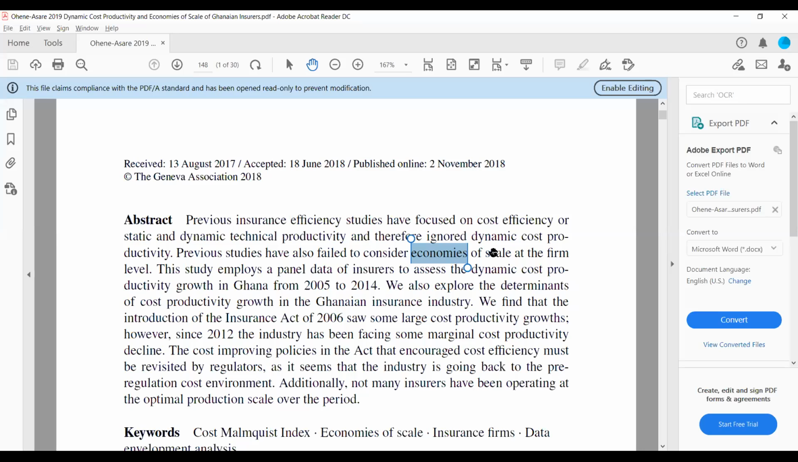And in this case, economies of scale. And then you have something related to the sample size. This is the sample size. Yes. The period. Then the size, sometimes you have to go to the data itself and get that exactly. And things like that. So what I'm saying is that the abstract will give you a lot of information.